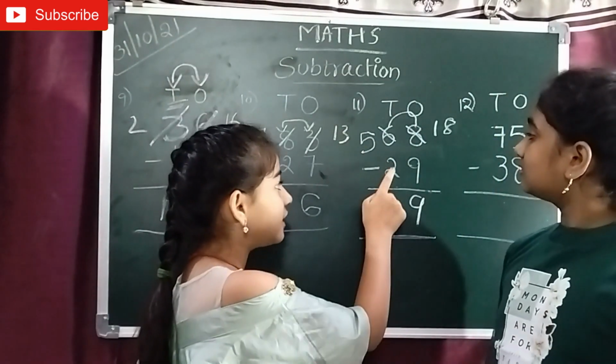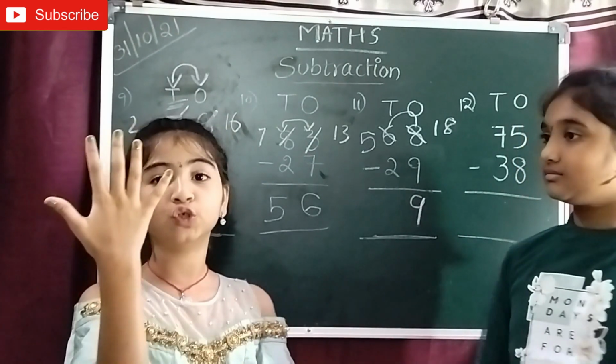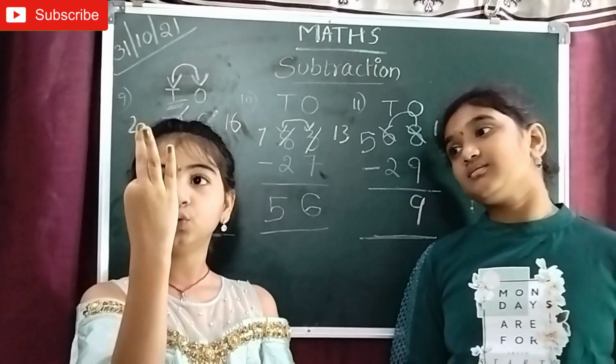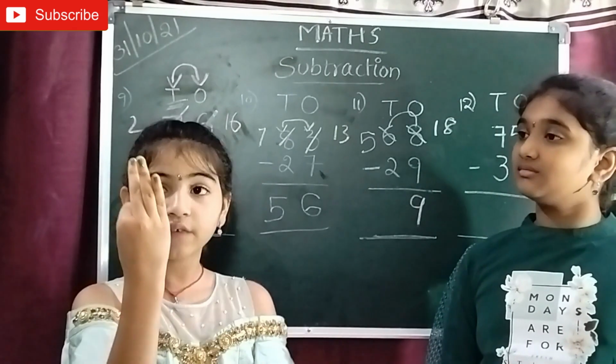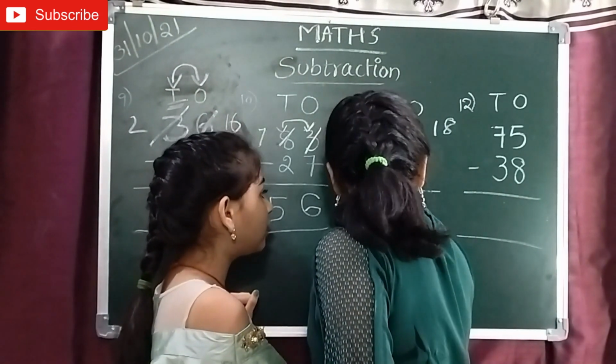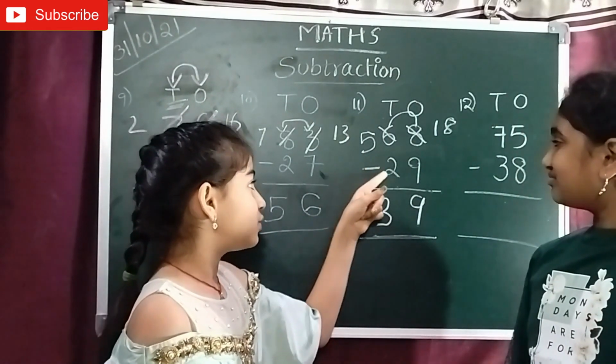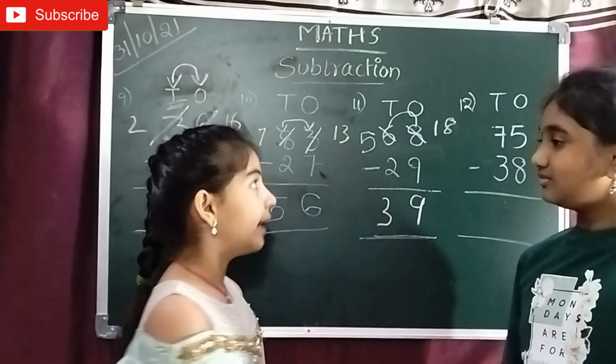So 5 minus 2. 5 fingers up, 2 means we should subtract 2. 1, 2. So how many fingers are left? 1, 2, 3. So we should write 3 in the tens place. 68 minus 29 equals 39.